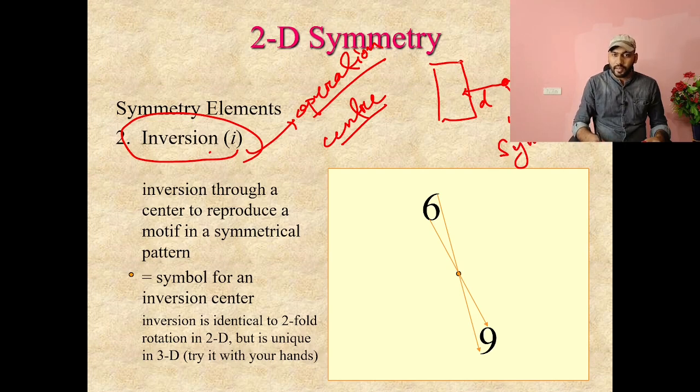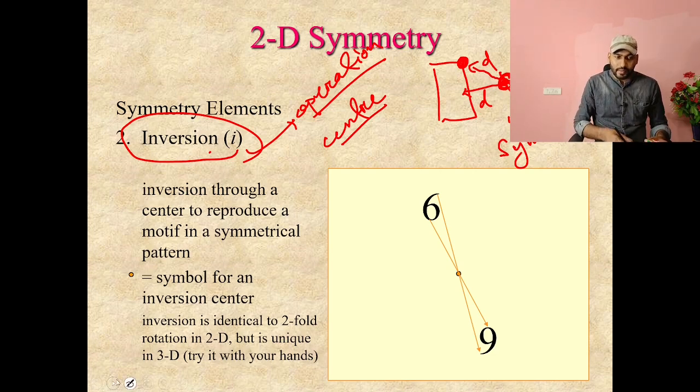If there is a solid angle here, at distance d with respect to the center, and on the opposite side we have another solid angle, then we will say that this center has symmetry, or the center is showing symmetry, or we can say the crystal has a center of symmetry.